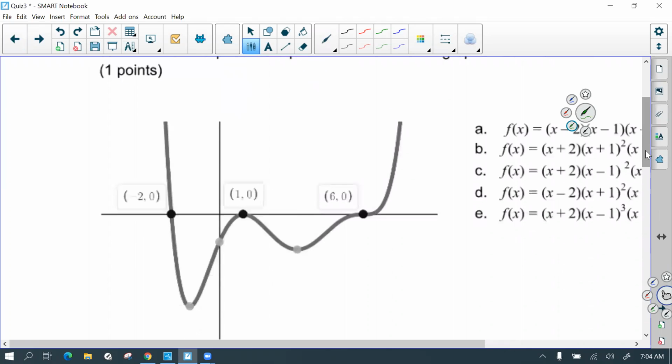So for here, this polynomial, it passes through, negative 2 is a 0. My computer stalled.